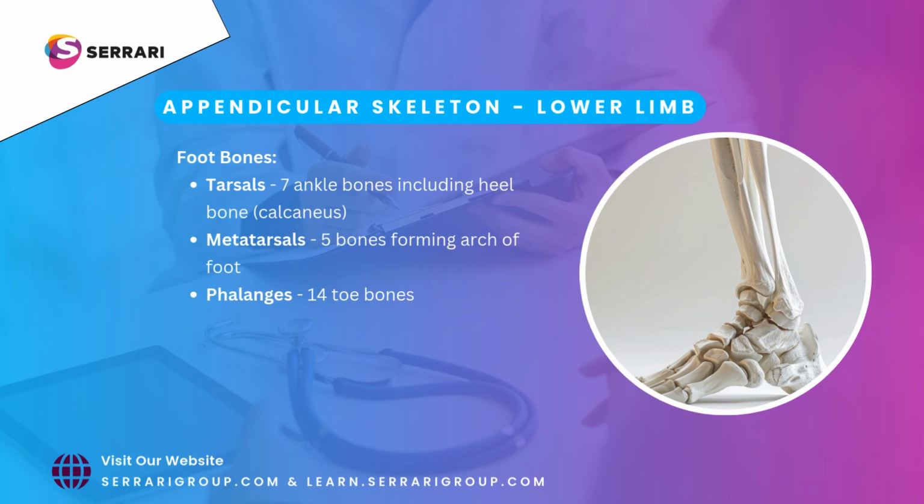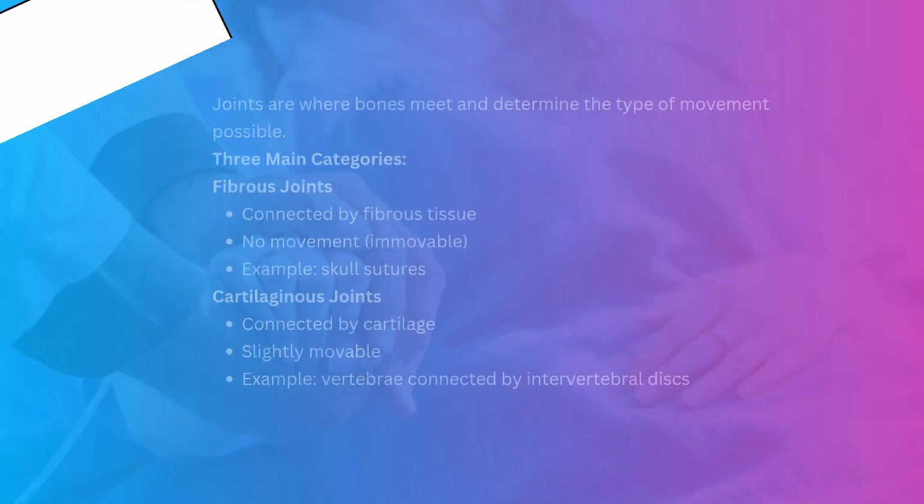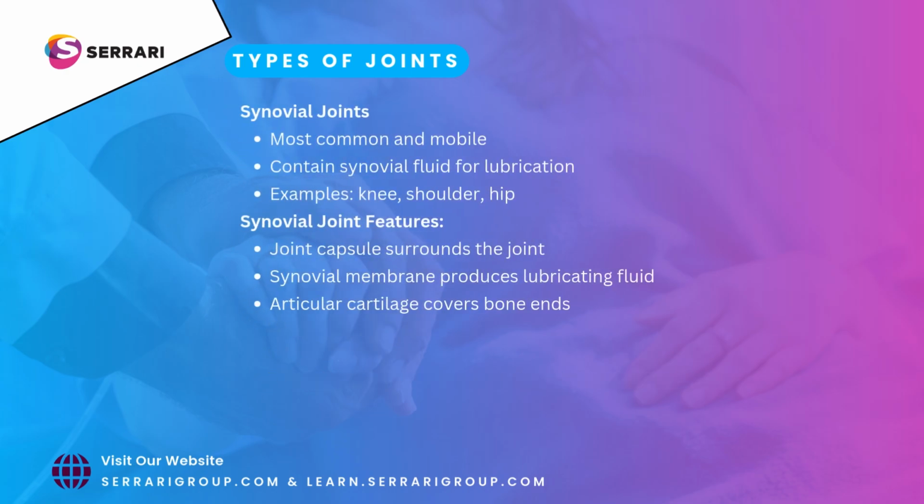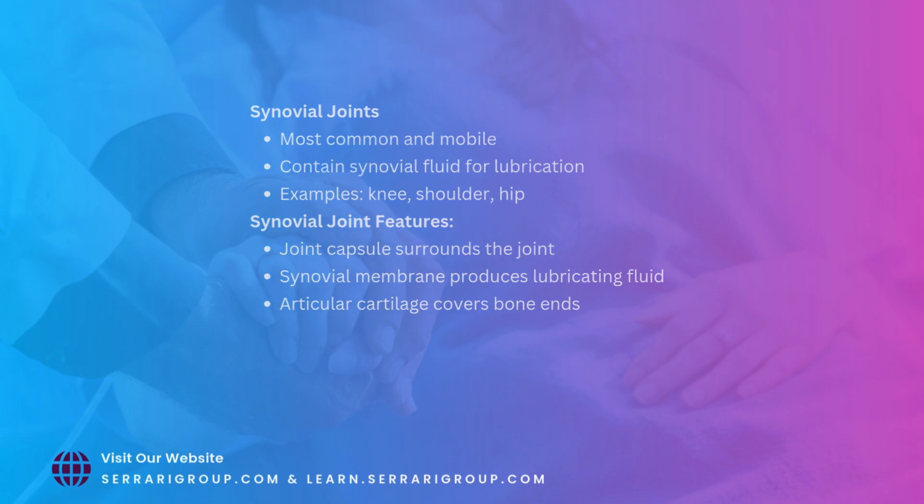Phalanges, 14 toe bones. Types of joints. Joints are where bones meet and determine the type of movement possible. 3 main categories. Fibrous joints. Joint capsule surrounds the joint. Synovial membrane produces lubricating fluid. Articular cartilage covers bone ends.